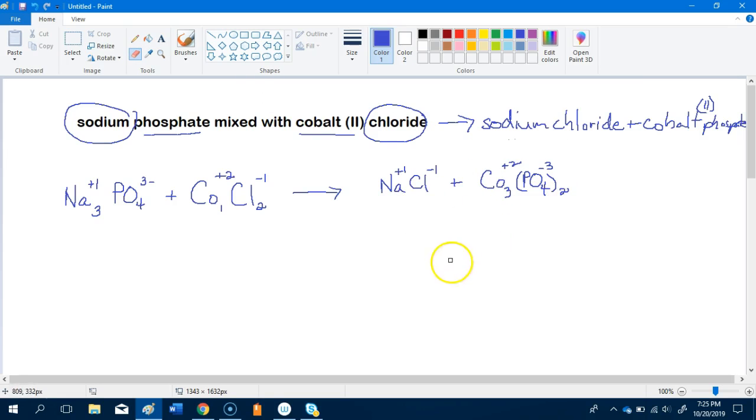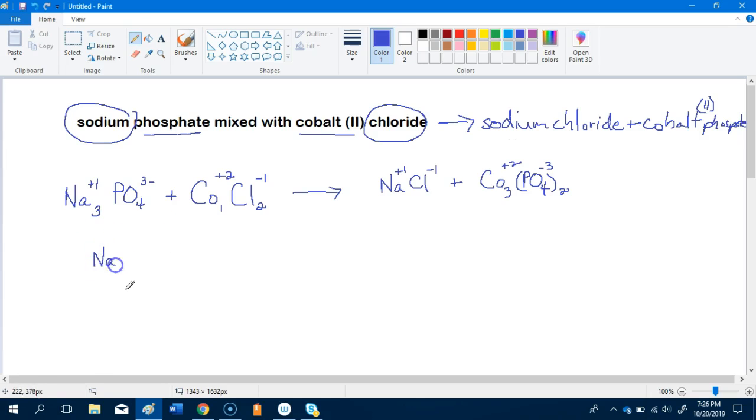Now that I have my formulas correct and my subscripts, I now need to balance out this equation using coefficients. So do your subscripts first to get your proper formulas for each of the compounds. Then once you have that, you can go back and now do your coefficients. So for my coefficients, I need to first count up the elements on each side.